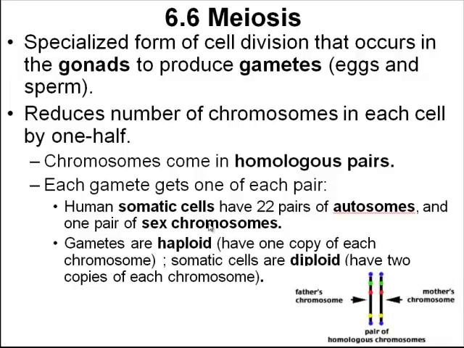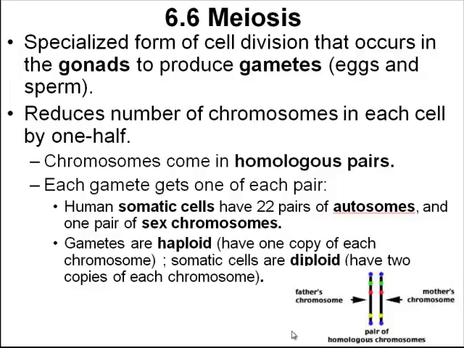So in the case of humans, somatic cells, which mean the non-reproductive cells, have 23 pairs of chromosomes total. There are 22 pairs of autosomes, meaning 22 pairs of chromosomes that have nothing to do with sex determination, and one pair of sex chromosomes. Of course, the pair of sex chromosomes are the X and the Y chromosomes. XX, in the case of humans, means that you have a female. An X and a Y chromosome mean that you have a male.